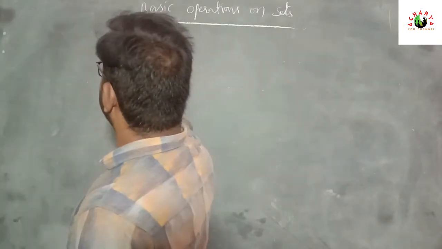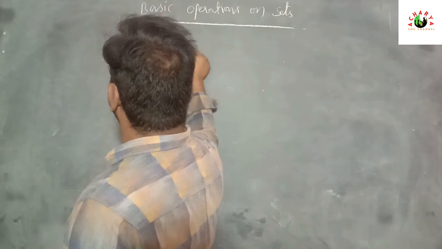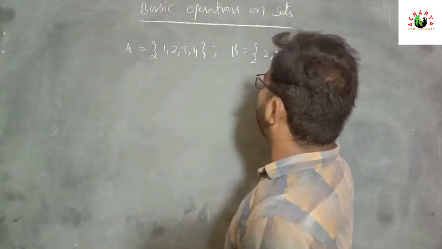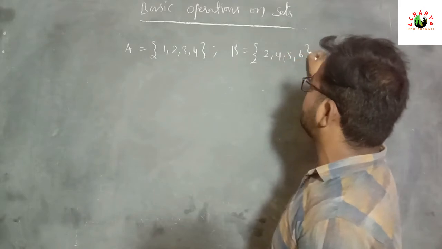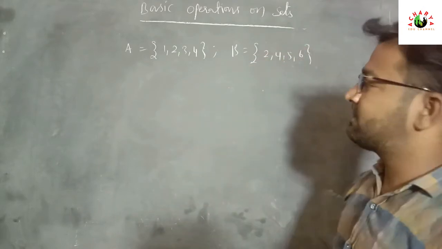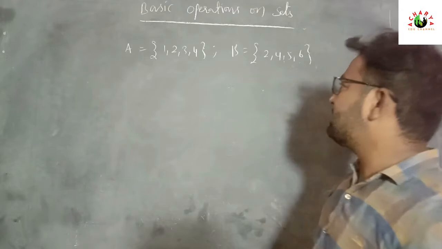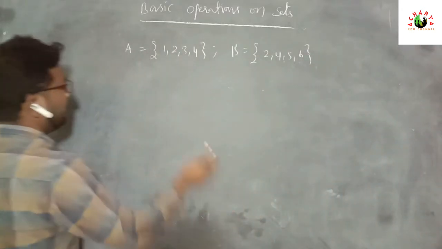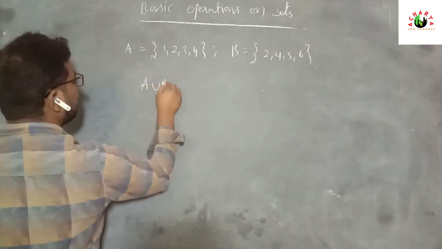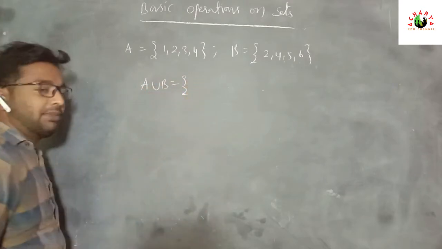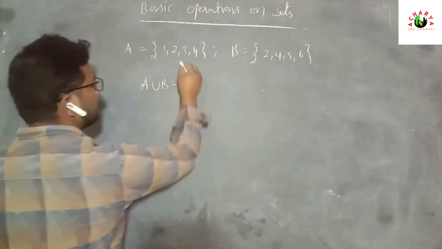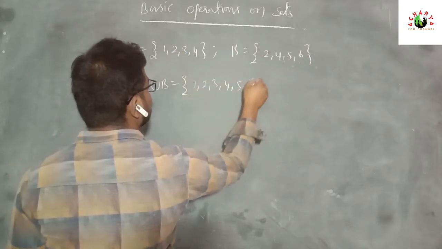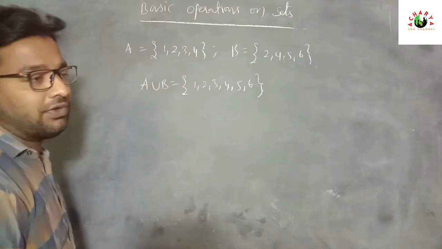Okay. Now next, one more example. A is equal to {1, 2, 3, 4} and B is equal to {2, 4, 5, 6}. So then A union B is equal to combining the elements of the two sets. So that is {1, 2, 3, 4, 5, 6}.